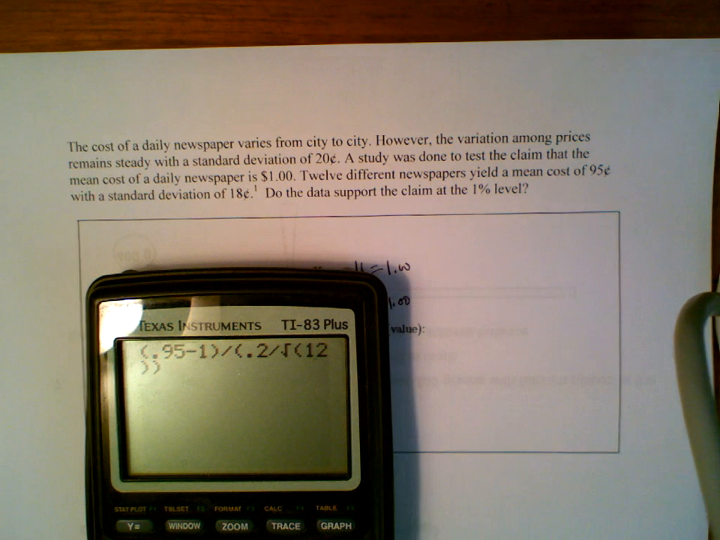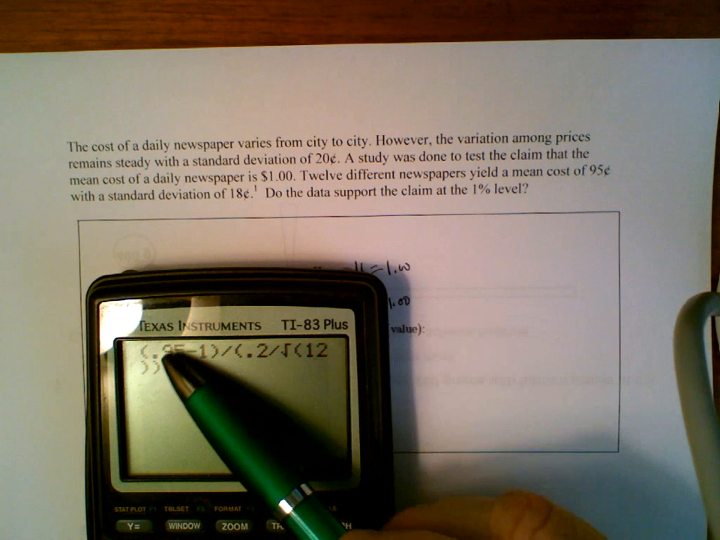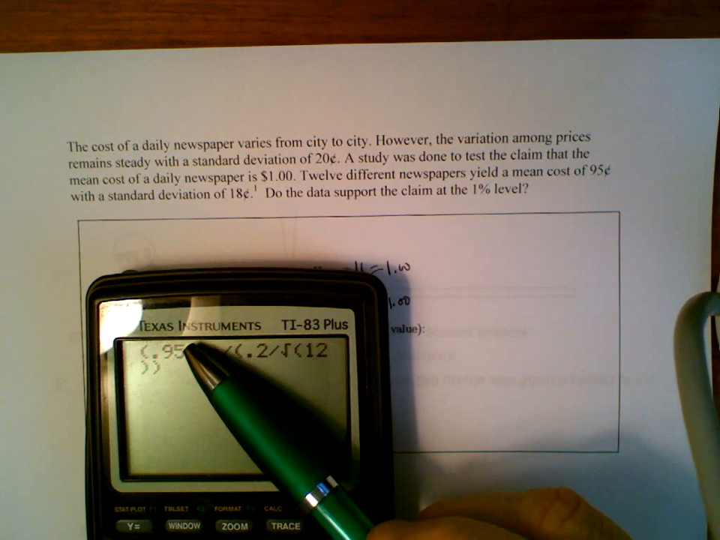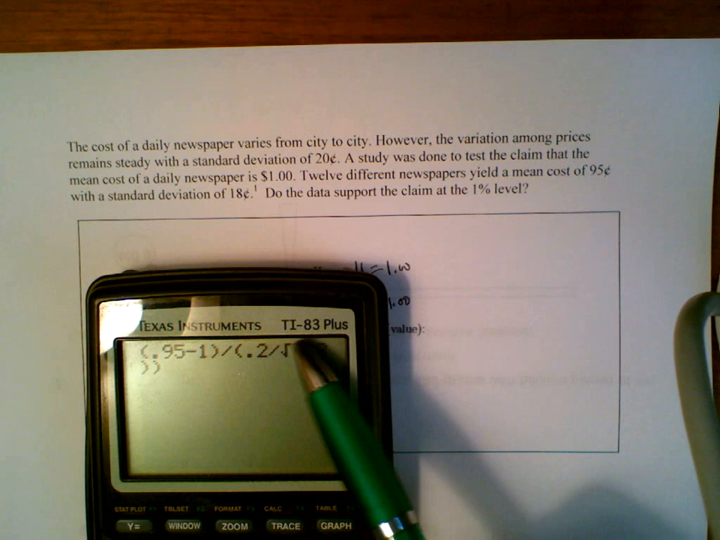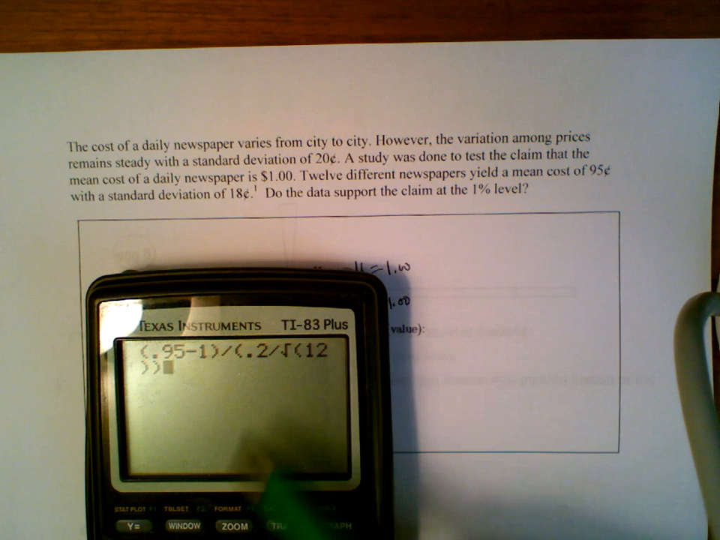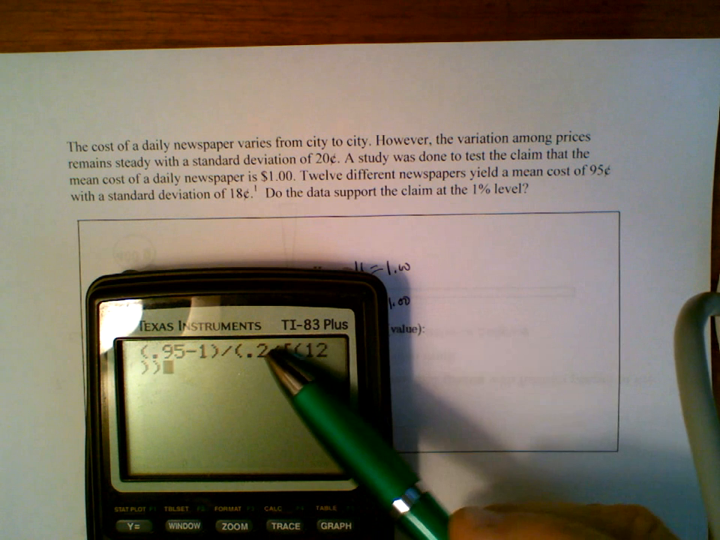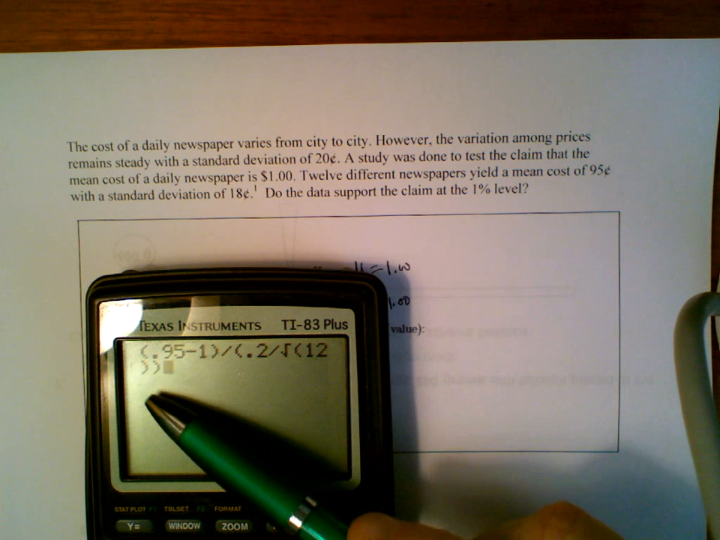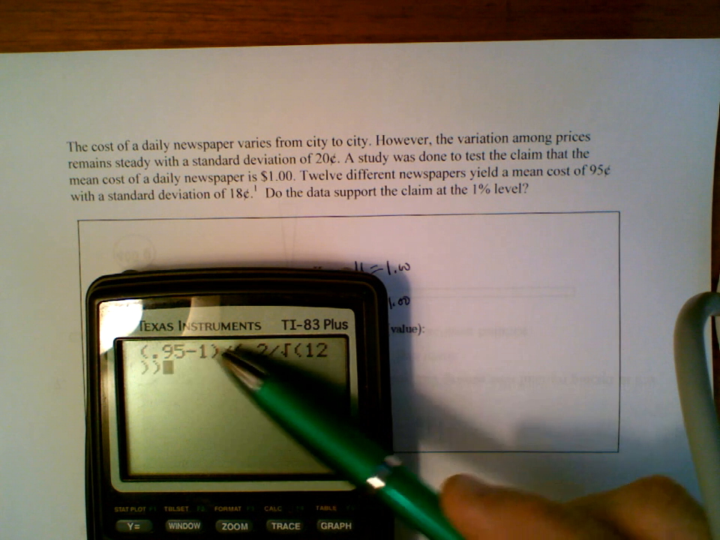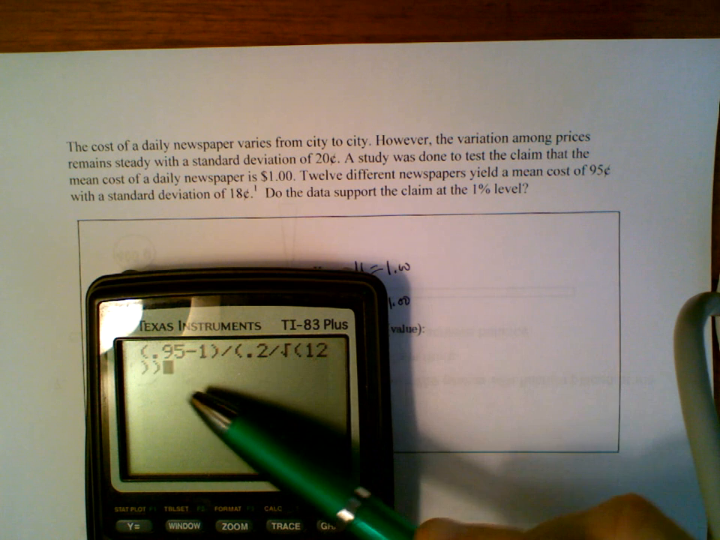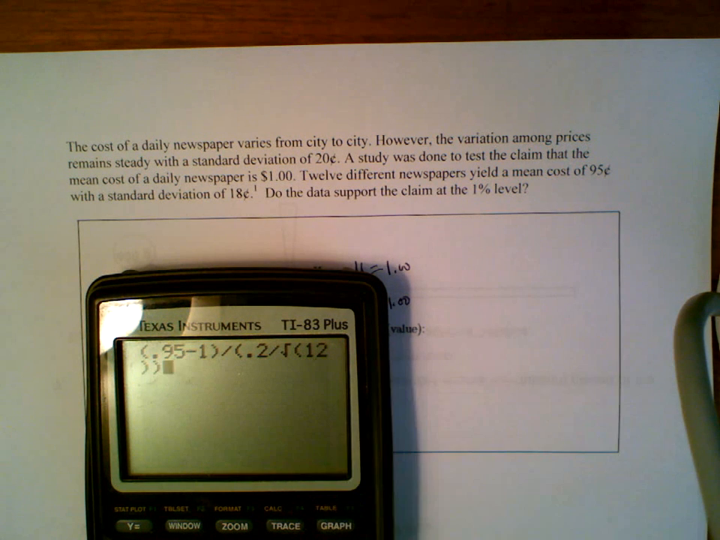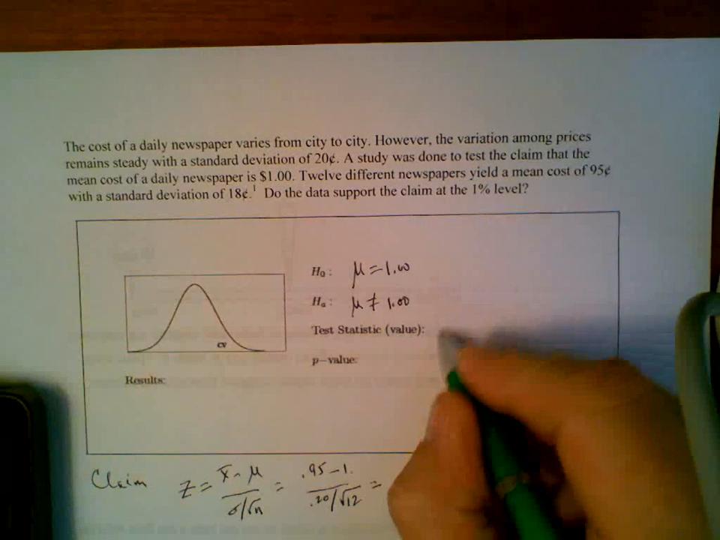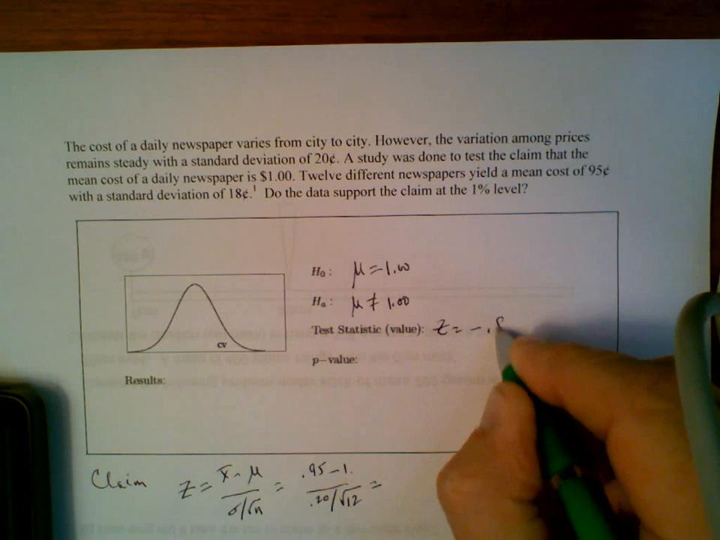We have to calculate the numerator and the denominator separately. The numerator is 0.95 minus 1. The denominator is 0.2 divided by the square root of 12. Now notice that the argument of the square root function has a left parenthesis, so it's also got to have a right parenthesis. But we need a second right parenthesis to make sure that the denominator gets calculated all together. So if we've done it right, we get an answer of minus 0.866, or let's call it minus 0.87. Z equal to minus 0.87.